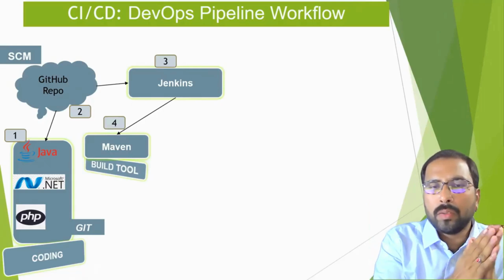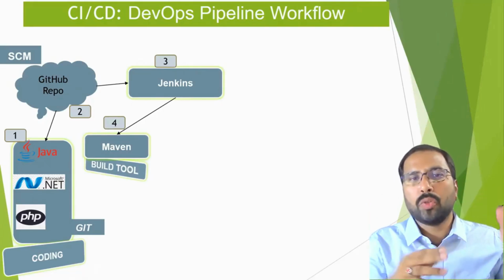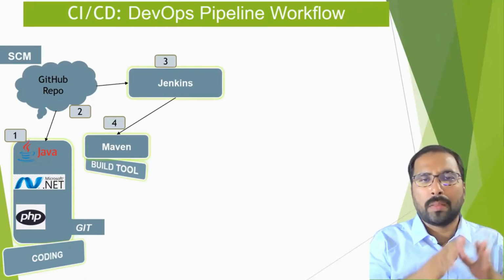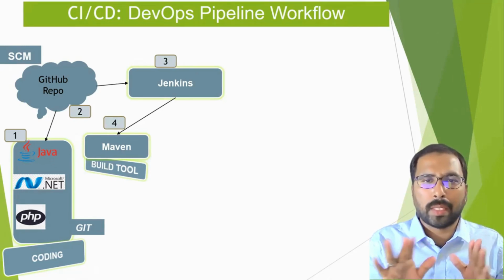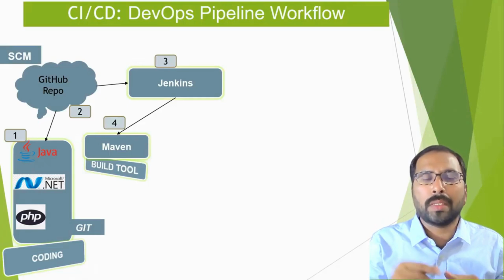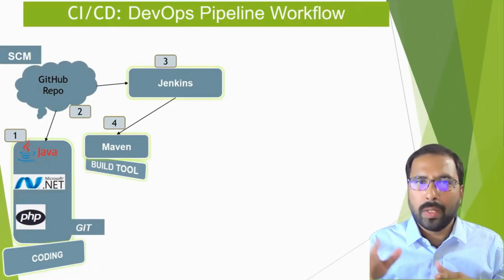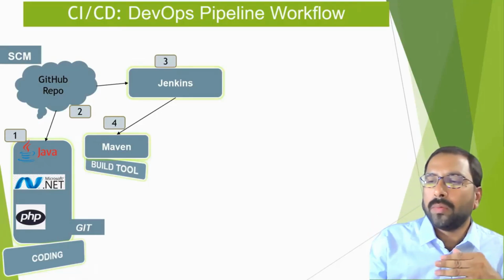Compile means you need to convert data from high-level language to machine language. Like high-level language, just assume this example, the same thing if you convert into machine language, like 0101, something like that. So like that it is going to convert it.